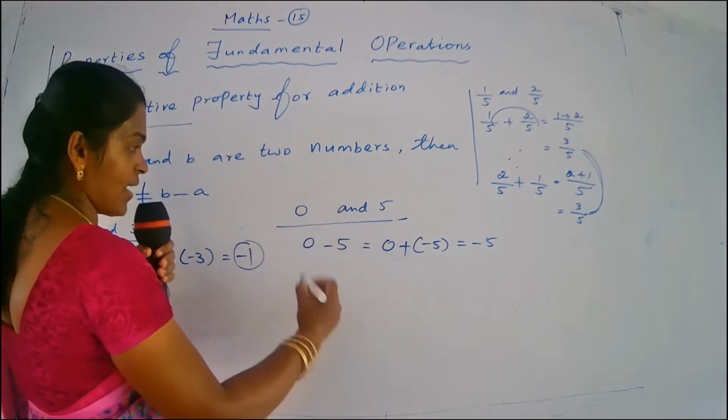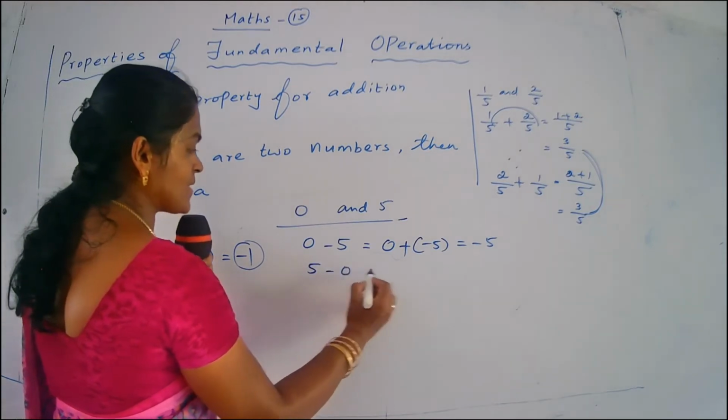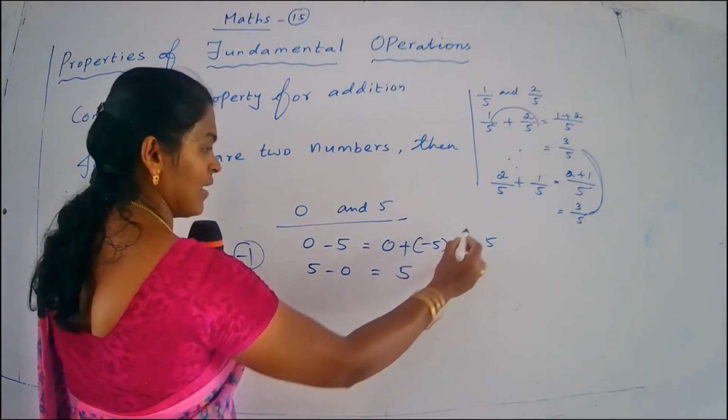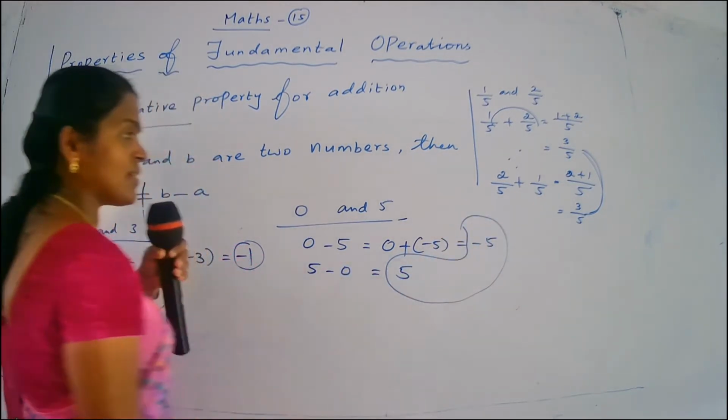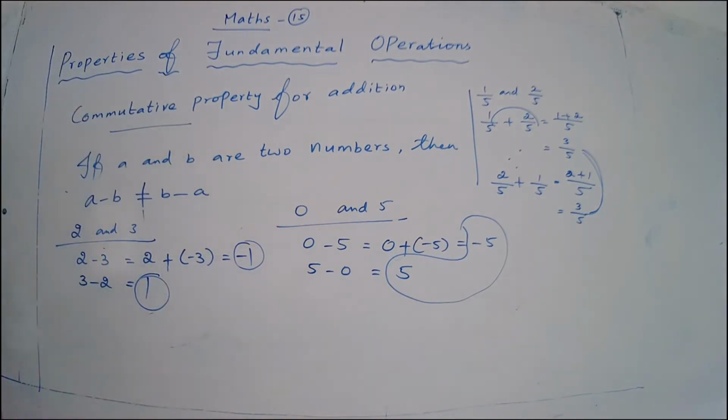Now you change the order. That means 5 minus 0. Your answer is 5 only. Here also you see two different answers. Yes children, so the commutative property is not true for subtraction of whole numbers. Clear? Yes. So like that, the commutative property is not true for subtraction of integers and rational numbers also. Okay. Are you clear? Yes.